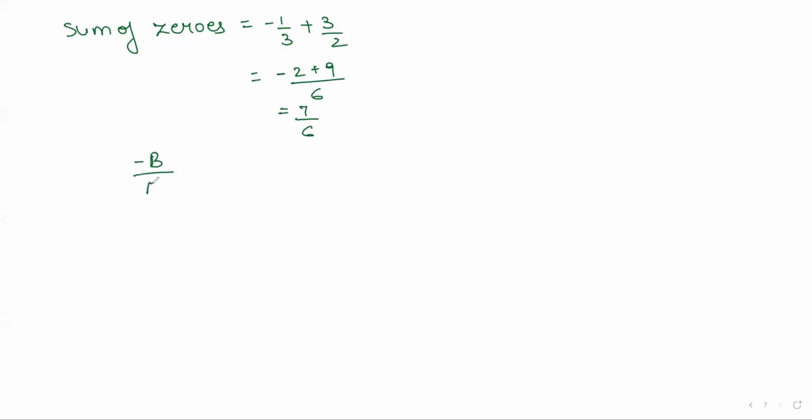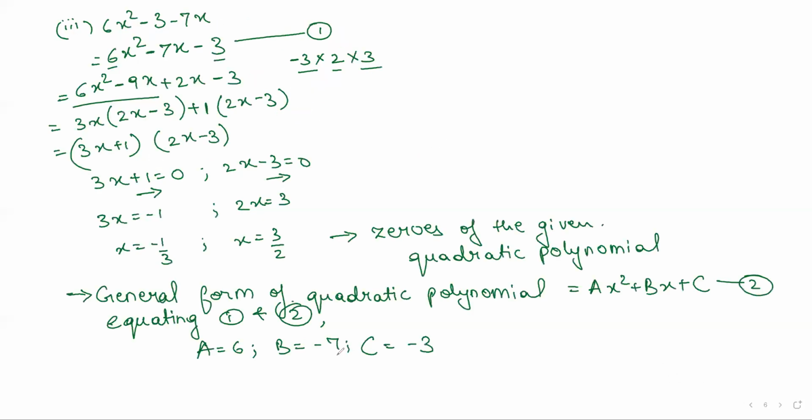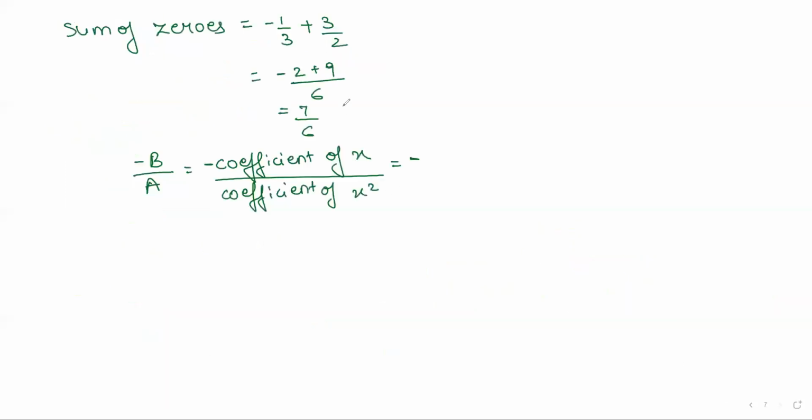Minus b upon a. Now b here stands for the coefficient of x. So sometimes it can also be written as minus coefficient of x upon coefficient of x squared, where a is the coefficient of x squared. Here b holds the value minus 7 and a is 6. So minus of minus 7 upon 6, which is equal to 7 upon 6. So both values are 7 upon 6.